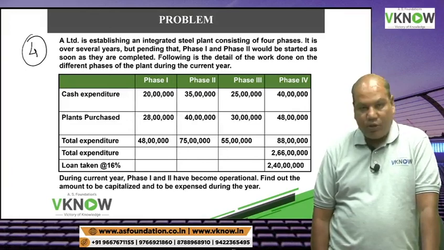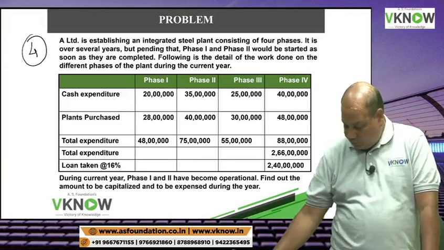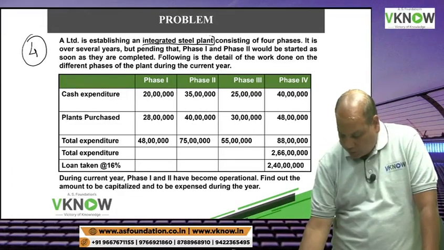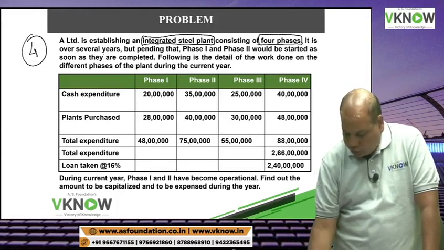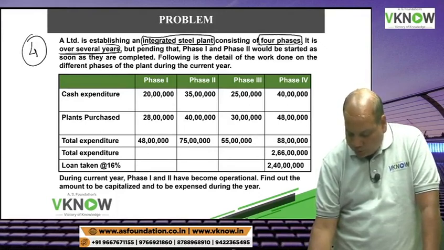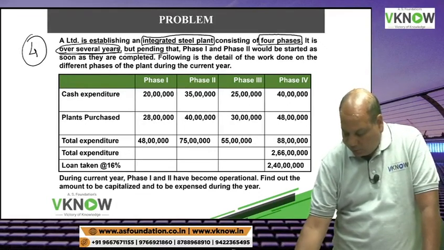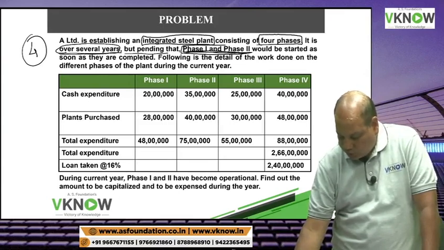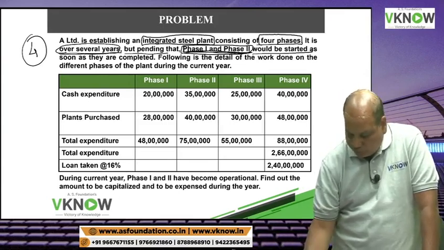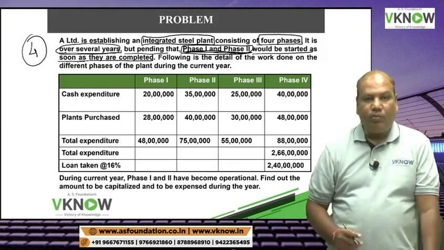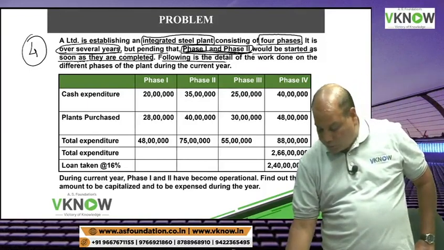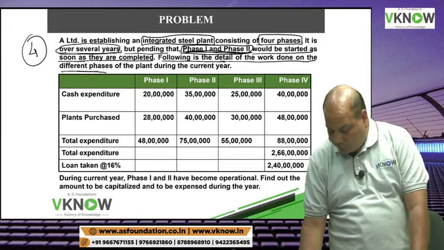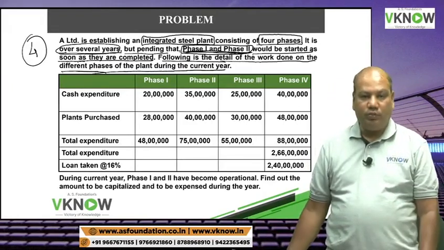A Limited is establishing an integrated steel plant consisting of 4 phases. It is over several years, which means it is a qualifying asset. But pending that, phase 1 and phase 2 would be started as soon as they are completed. Following is the detail of the work done on different phases of the plant during the current year.